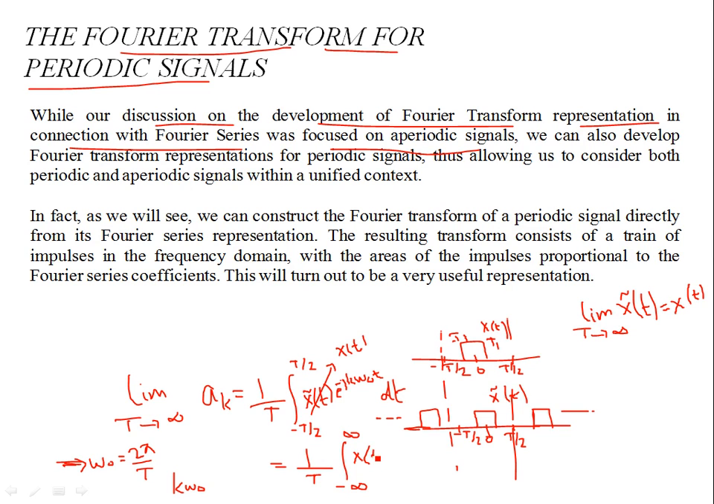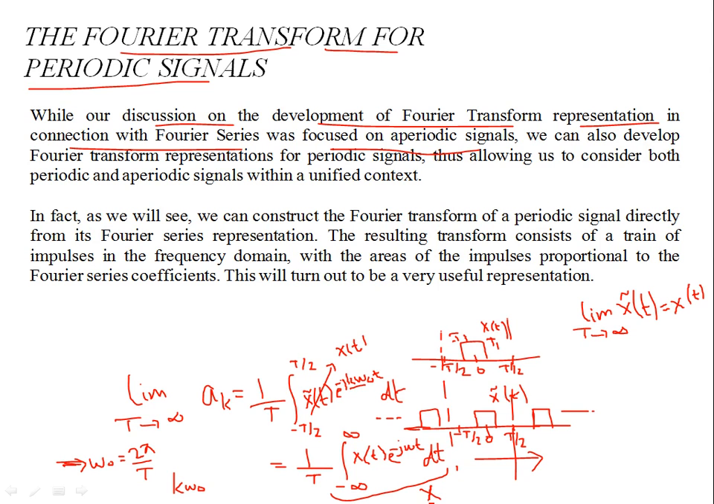Then I can replace e to the minus j k omega naught t, where k omega naught can be replaced by a continuous variable omega, because k omega naught is such a small quantity. When T goes to infinity, omega naught is very small, which means the harmonically related components become much closer to each other. So we can replace k omega naught by omega, which can be thought of as a continuum instead of discrete multiples of the fundamental frequency, and then dt.